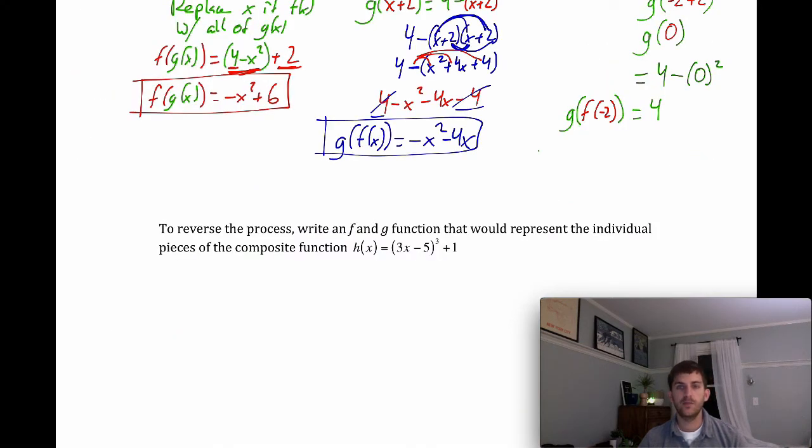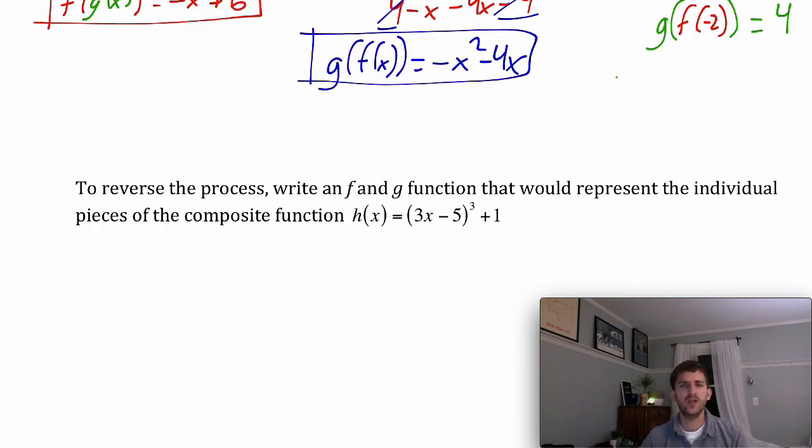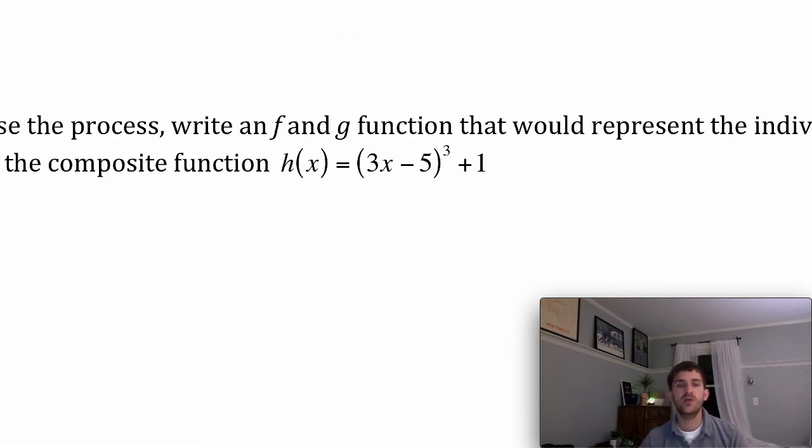Down at the bottom, those are what we're calling compositions. This one is kind of going in reverse. You could call it decomposition, which sounds a little bit morbid. But we're given a function h of x. We're going to see if we can break it down into two separate functions, f and g. So taking a look at h of x, we've got h of x equals 3x minus 5 to the third plus 1. What I would do is just look at what's inside of a group. Do we have any clearly defined groups already?